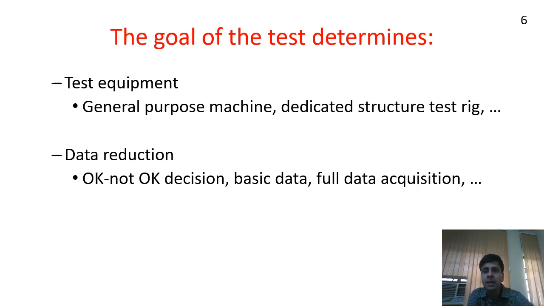Or the third could be, do I need to do full data acquisition? How much data can I extract from a single test, and what are the different accessories that I need to use? For example, if I'm doing a test on a coupon, most likely I will also put an extensometer, or I will use digital correlation. But when I'm doing the test for a component, for an aeroplane wing, for example, I will not do these things. So first of all, you will determine the goal of your test, and once you determine the goal of the test, there are lots of design decisions that you have to make.